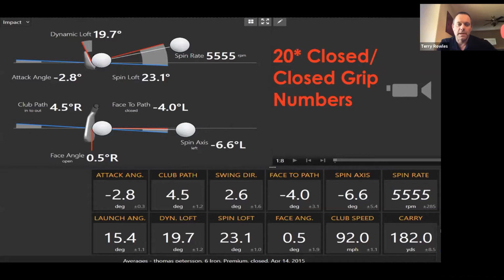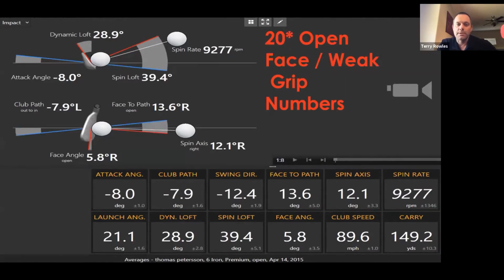So his attack angle was pretty shallow. His club path went more to the right. Spin went down. When we opened his club face, we can see the attack angle changed, swing direction, club path changed, spin loft changed, amount of spin, launch angle. So all those things are pretty obvious if you understand a club face is three-dimensional, and the ball more or less bounces off it.